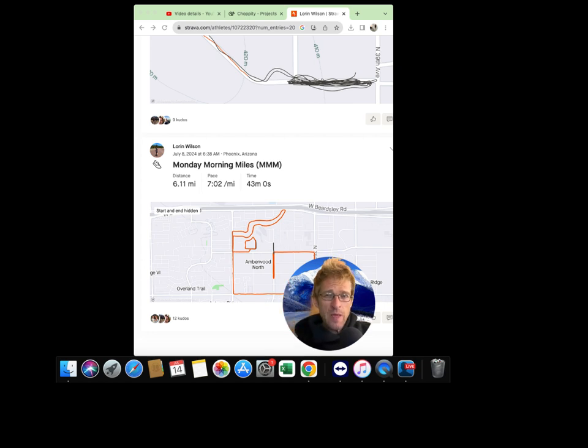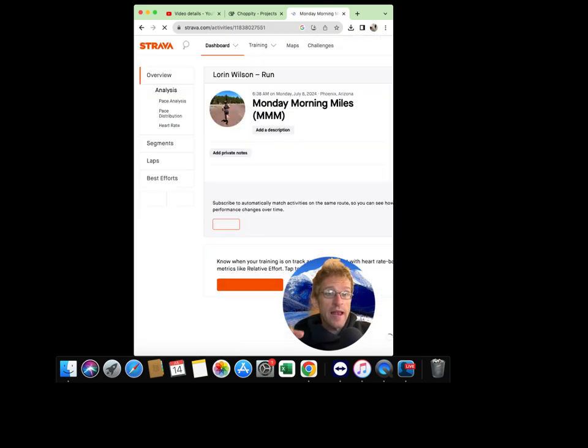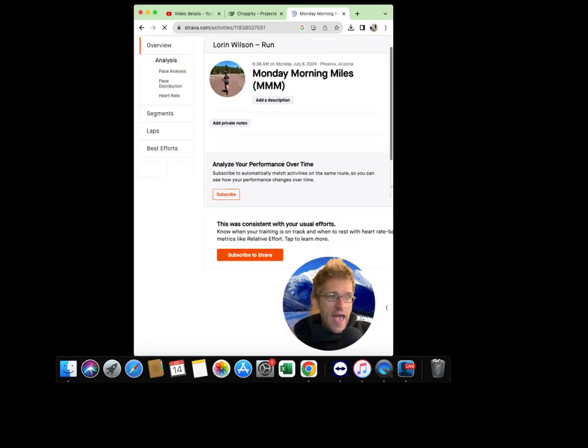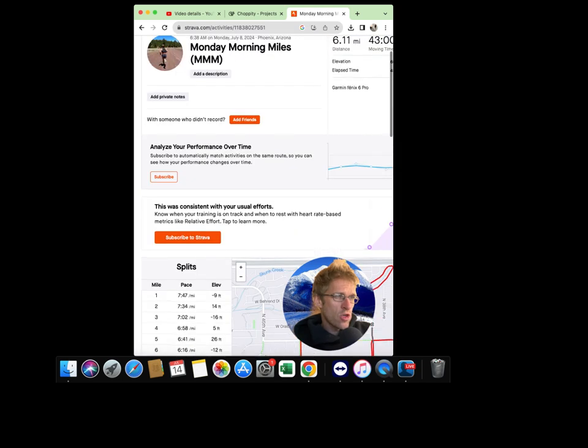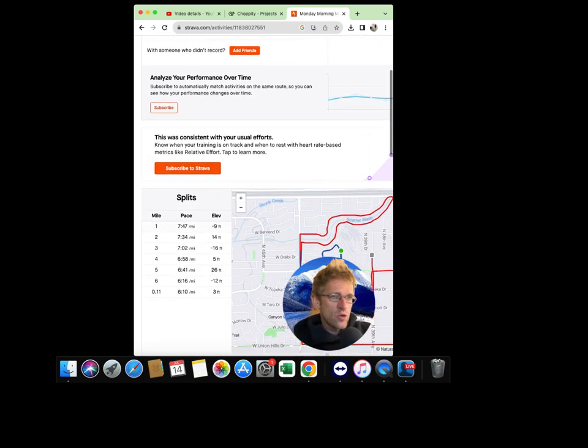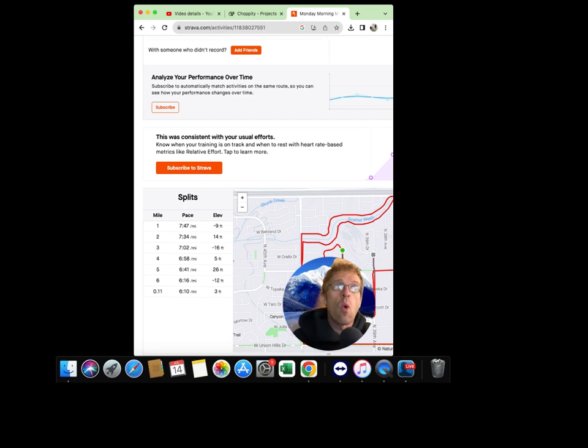A lot of people this week were commenting that I'm really good at negative splits, so getting faster as the run goes on. Let me kind of show you what that means. You can see here on the Monday morning, my first mile was about a 7:47. And then every mile, I'm doing a good job of dropping the pace. And so why do I do that?